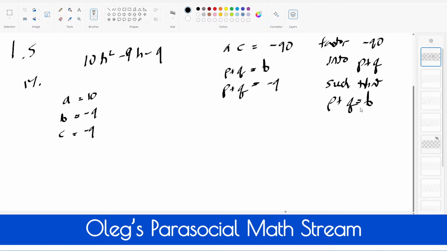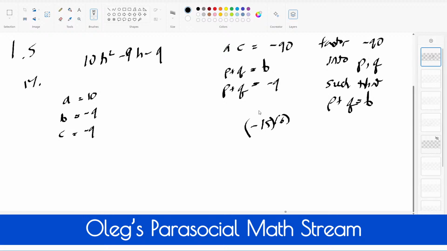Not P plus Q, into P and Q. Well, what do we have? 30 times 3 is 90. How about 15 times 6? That's probably it, isn't it? Yeah, that's the one. And we want negative 90, so it's negative 15.